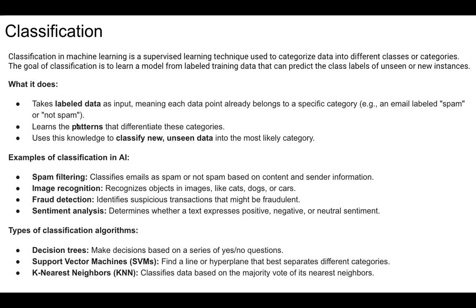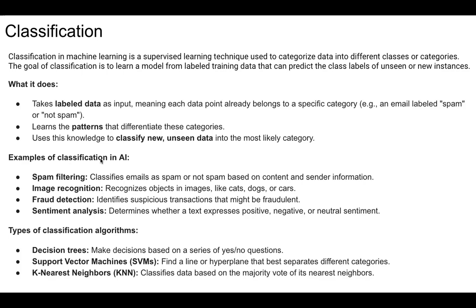So the model learns the patterns that differentiate the categories. It uses this knowledge to classify new and unseen data. So you'll give it a list of all the spam emails and emails which are not considered spam, and that becomes the training data. And then you will give it one new email that comes in, and you will ask it to classify whether it is spam or not spam. Depending upon the diversity of your training data, the output will be either right or wrong.